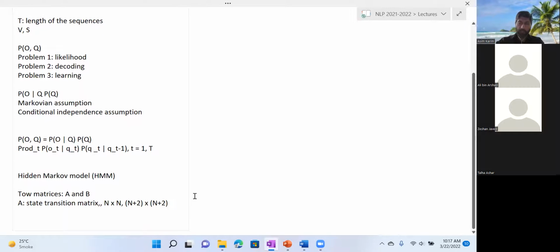So what does this matrix have? Each element of the matrix, A_ij, where i is the row and j is the column, is actually this probability: the probability of Q at position T, any position T, being equal to state J, given Q at T minus 1 is equal to state I. We can further simplify the notation by just writing P of state J given state I.